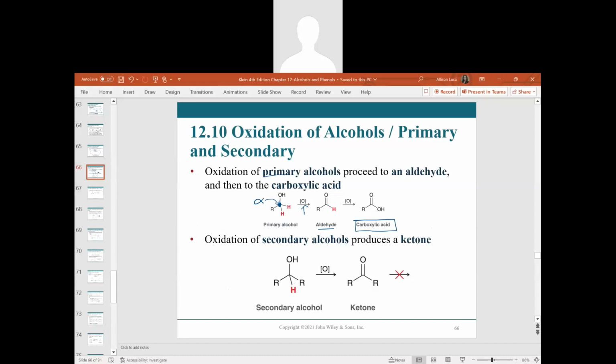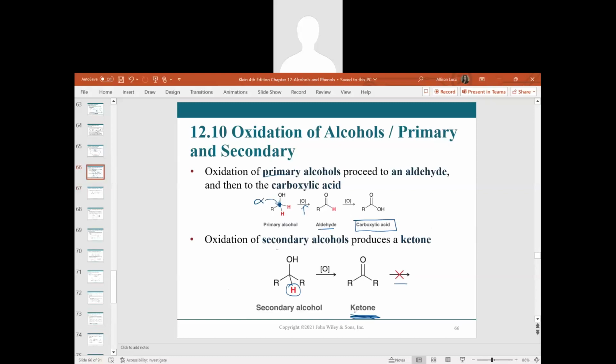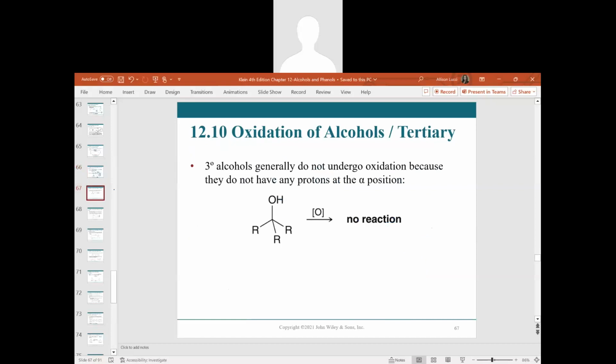If we have a secondary alcohol, now we only have one alpha proton here to oxidize. So if we did, this would result in a ketone. And let's keep going here. So that notes no further oxidation would occur. That's what this red X over our arrow means. If we have a tertiary alcohol, we do not have any protons at the alpha position, so we will not see oxidation occur with tertiary alcohols.